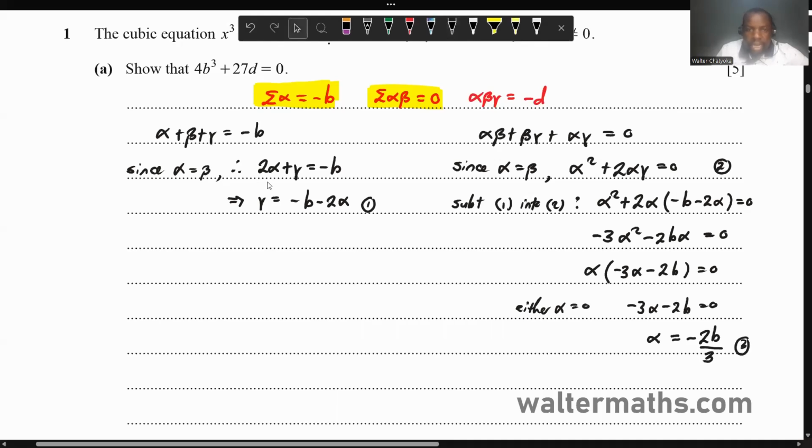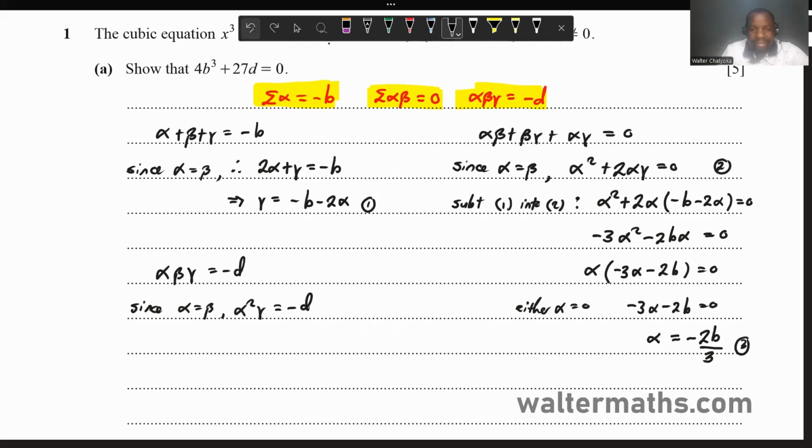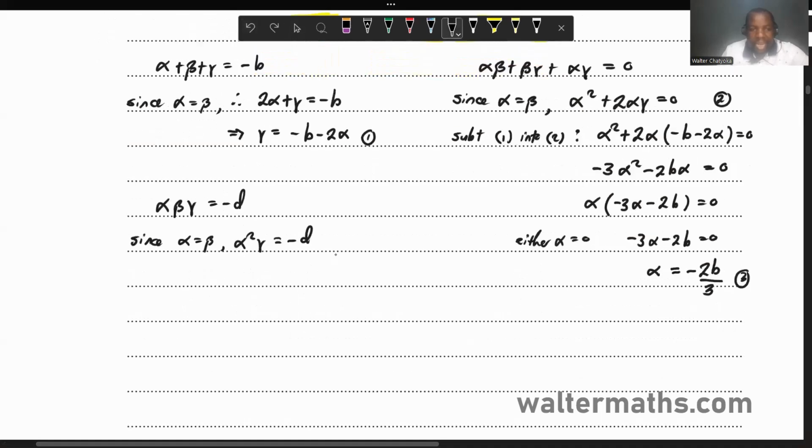All right, let's go on to the very last thing, the fact that alpha beta gamma is equal to minus d. All right, so alpha beta gamma is equal to minus d. But since we've been told that alpha is equal to beta, then what that's going to mean is for beta, I'll put alpha. So it's as good as alpha squared gamma is equal to minus d. But we know what gamma is. And we actually now know what alpha is again.